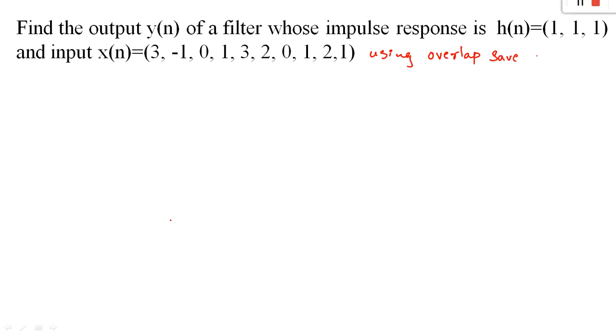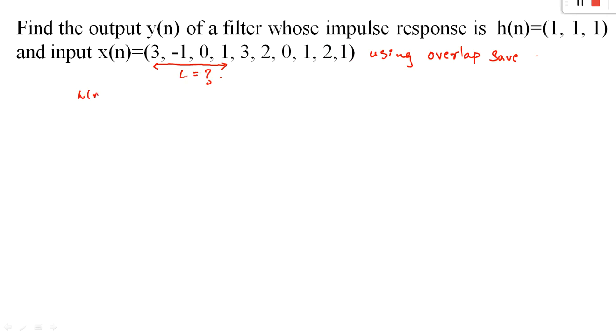Okay, using overlap save. Now assume you need to decide how many length you need. So this length, how many length you should take, x1 of n, x2 of n, x3 of n, and so on. How do you decide this l value? I need to decide this l value first, right?